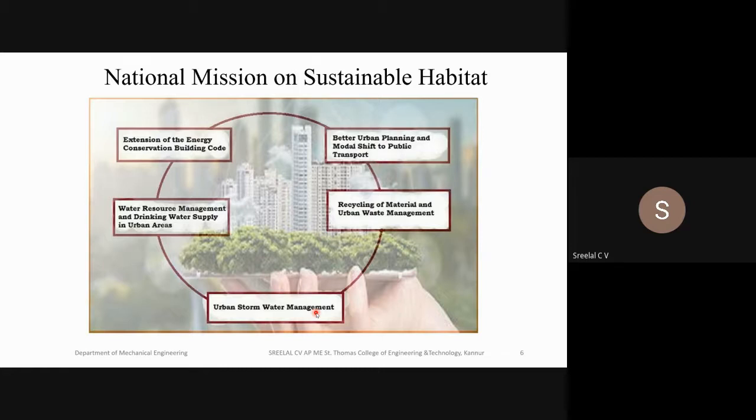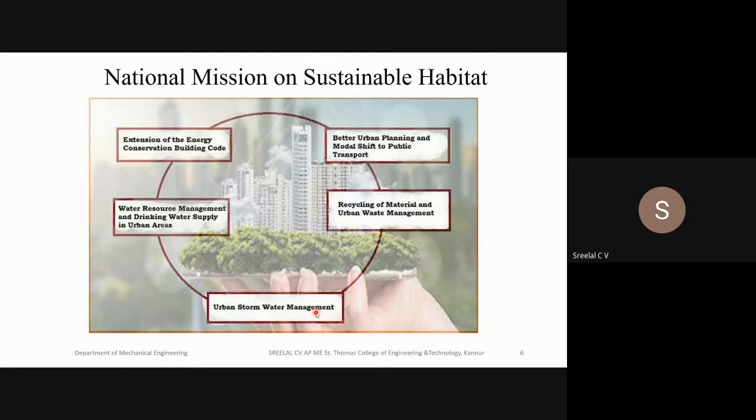Okay, so for that, there are the national missions on sustainable habitat. They will have so many objectives. The first one is the extension of the Energy Conservation Building Code. We will be discussing the same later. Then the next one is better urban planning and a modal shift to public transportation. Okay, so we know that while going through a city or town, the main carbon emission is due to the transportation facilities.